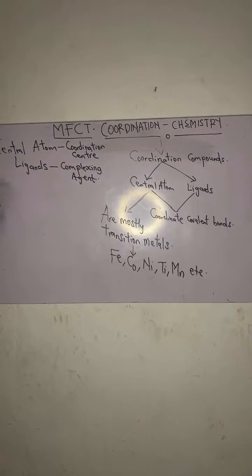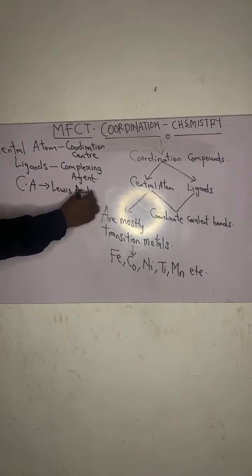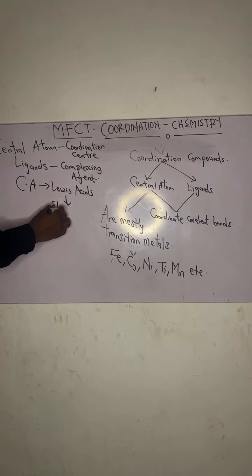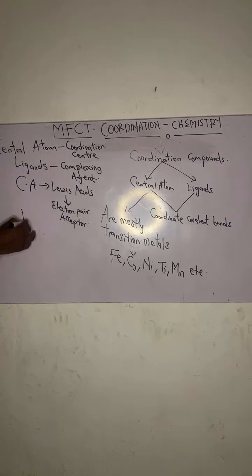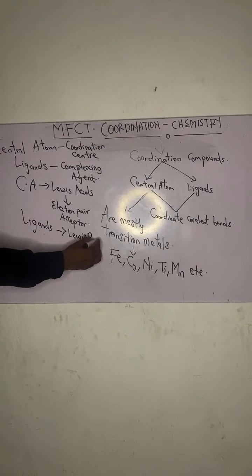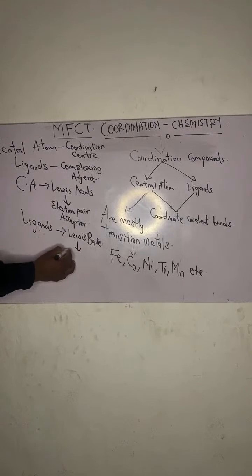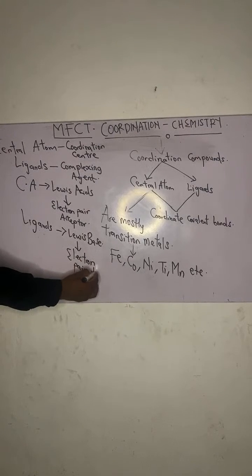Now, another thing you have to note is that the central atoms are Lewis acids because they are electron pair acceptors, while the ligands can be referred to as Lewis bases because they are electron pair donors.